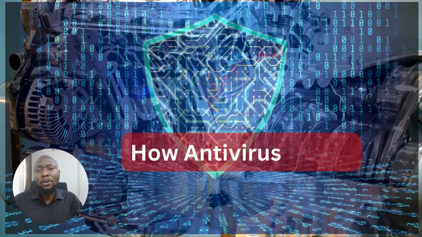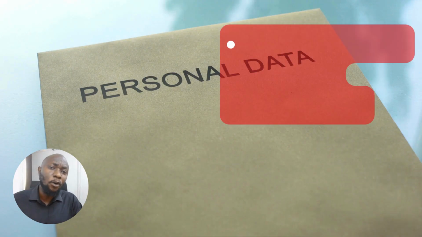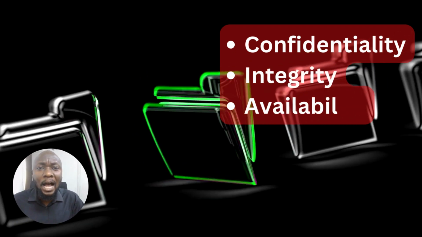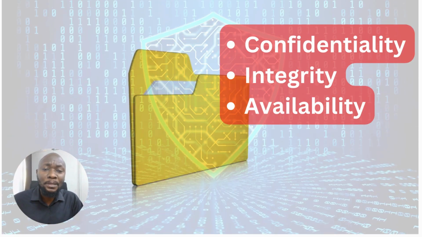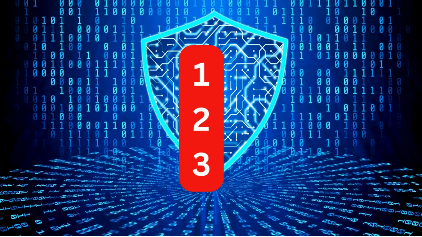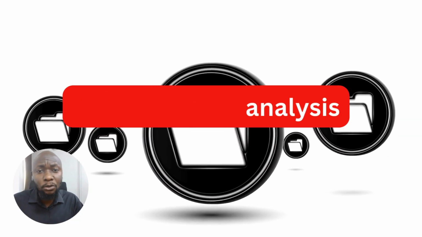How does antivirus actually work? To achieve confidentiality and also to maintain the integrity of your files and make sure that these files are not corrupted, they are available. There are three things that you need to take note of when you're considering how antivirus works. The first thing is it uses the signature-based method. It uses what we call behavioral analysis and also heuristics.